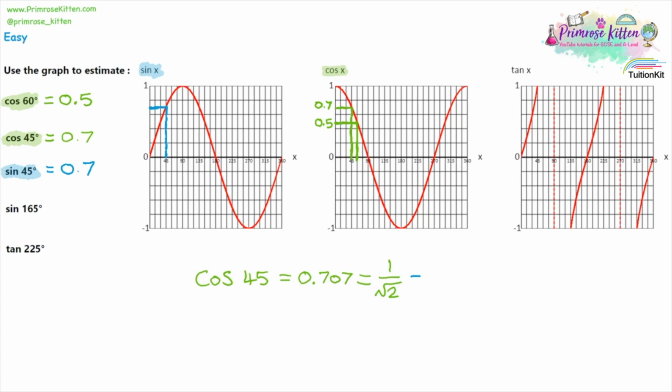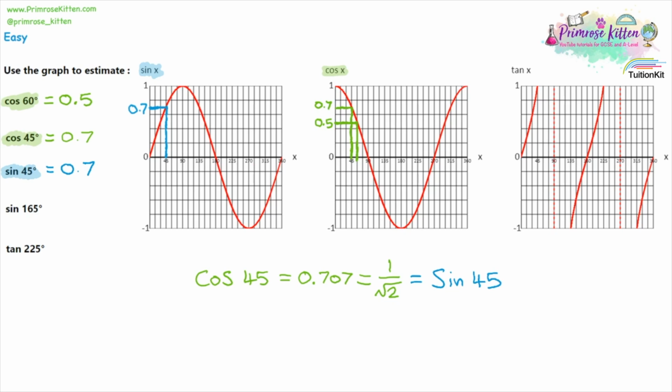So I'm just going to add to the bottom here that all those values are also the same as sin 45. So you do get the same values appearing, and this is because the sin and cos graphs are actually the same graph. It's just that it's been moved 90 degrees to the side.